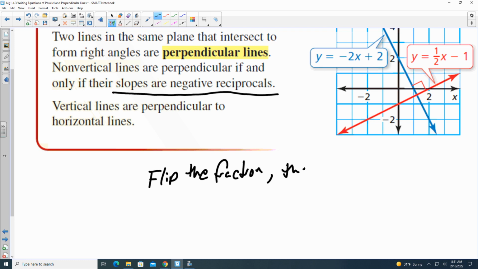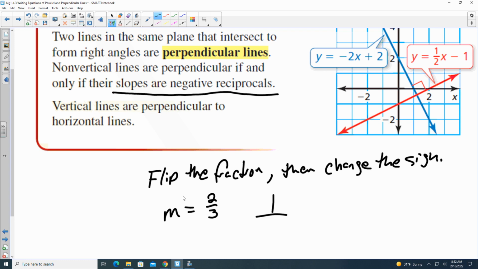then you're going to change the sign. So if you have a slope of, let's say, 2/3, your perpendicular slope is going to be a negative 3/2. I flipped the fraction, which made it 3/2, and then I changed the sign. It was positive to begin with, and becomes negative in the new slope.